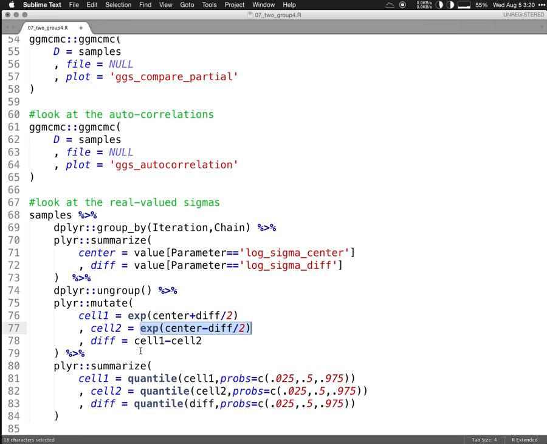I call them cell 1, cell 2. And then compute the difference on that real scale instead of the log scale. And then it's going to finally summarize those by saying what the 95% credible interval on the y1 sigma was, and what the 95% credible interval on the y2 sigma was, and what the 95% credible interval on the difference between those were. I'll leave you to figure out what the actual R code is here.